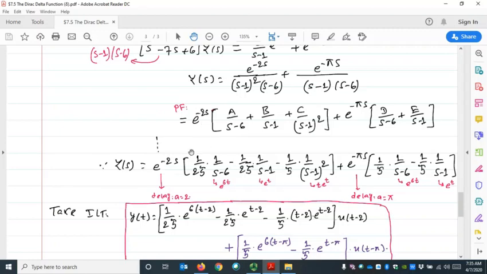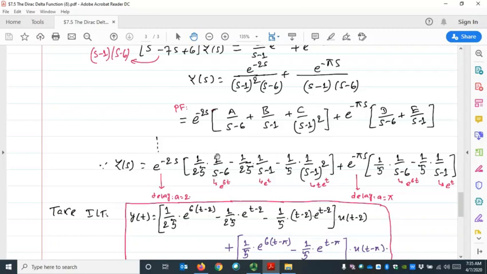So a turned out to be 1 over 25, b turned out to be negative 1 over 25, c turned out to be negative 1/5, d turned out to be 1/5, and e turned out to be negative 1/5. Great. So in this last expression, let's take our inverse Laplace transform. And always keep in mind, multiplying the transform by e to the power negative 2s means we are delaying. Don't worry about multiplying by e to the power negative 2s at the moment.